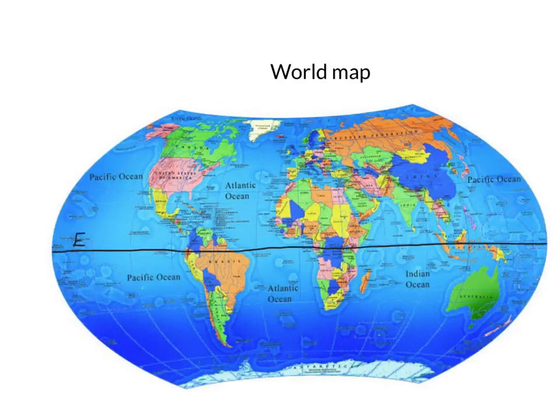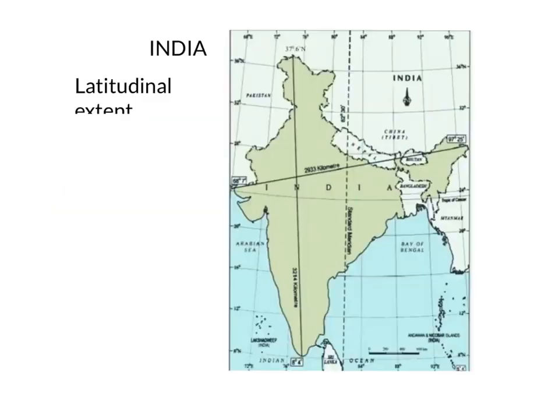The equator is the line which divides the earth into the northern hemisphere and the southern hemisphere. So the countries which lie above this 0-degree line, the equator, we say that they belong to the northern hemisphere, and the countries that are below 0 degrees, we say that they belong to the southern hemisphere. So, we can see that India lies in the northern hemisphere. Let us see through a map.